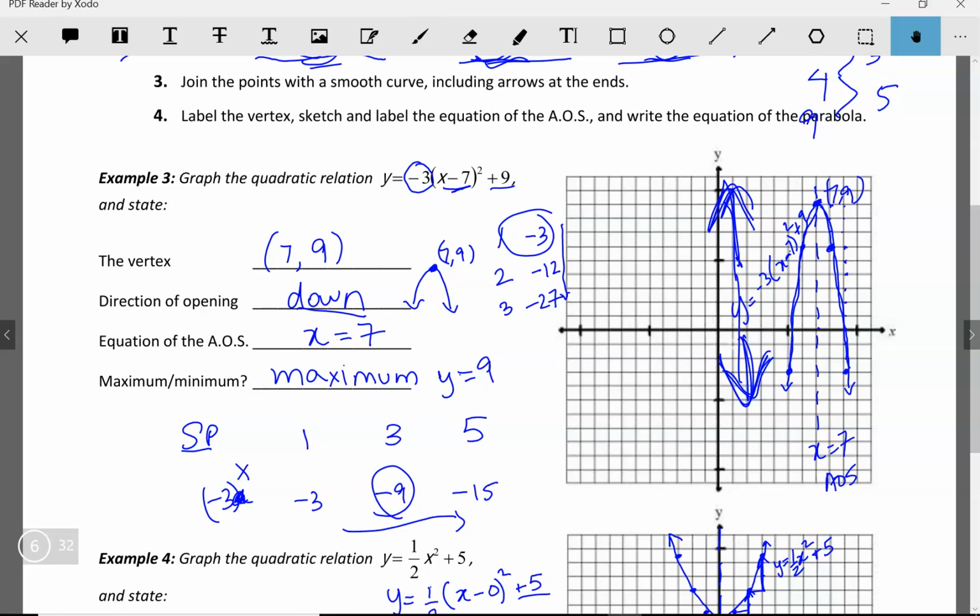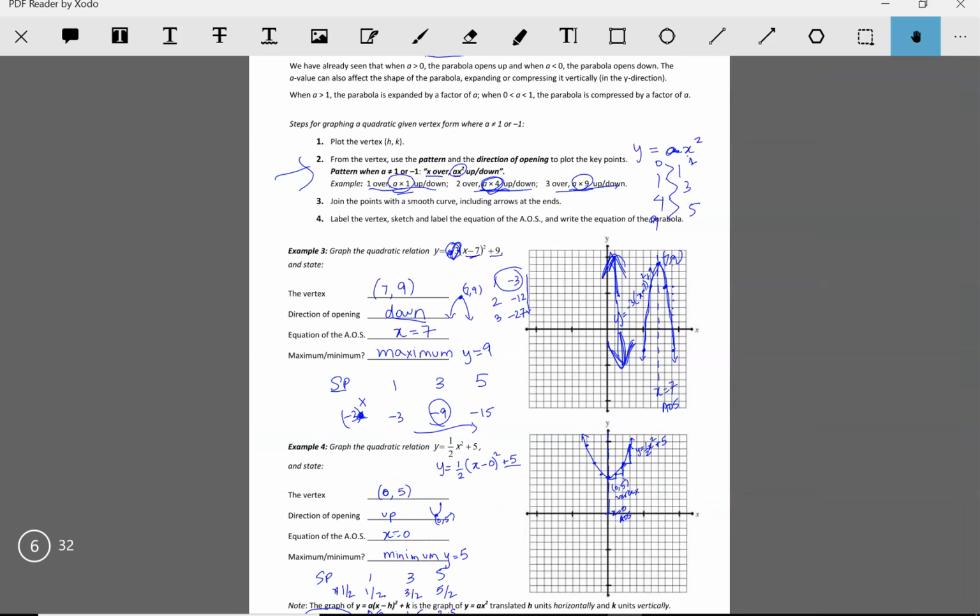And my a value here, again, we're ignoring the negative. That means it opens down. We've already reflected it across the x-axis, which means opens down. And our a value here was 3, which is bigger than 1, right? So it's a vertical stretch by a factor of 3.